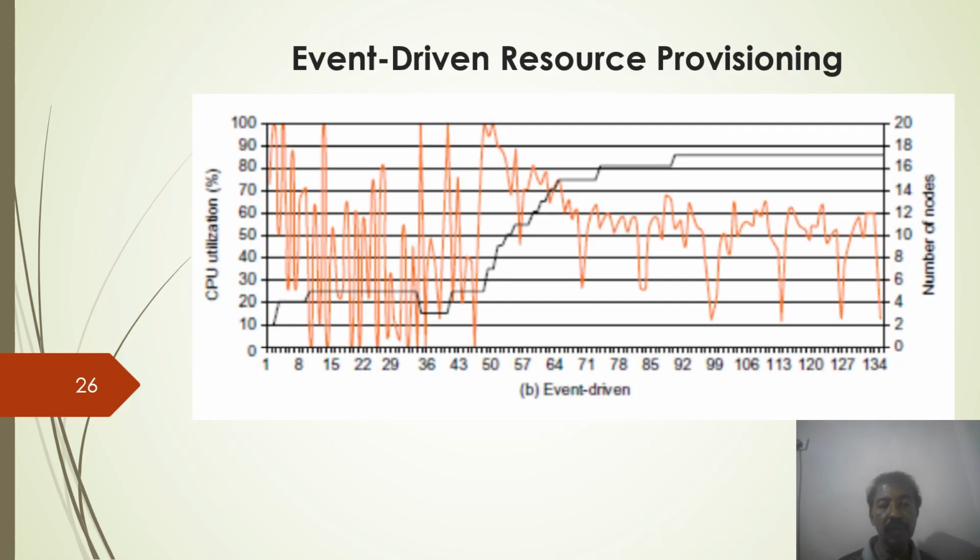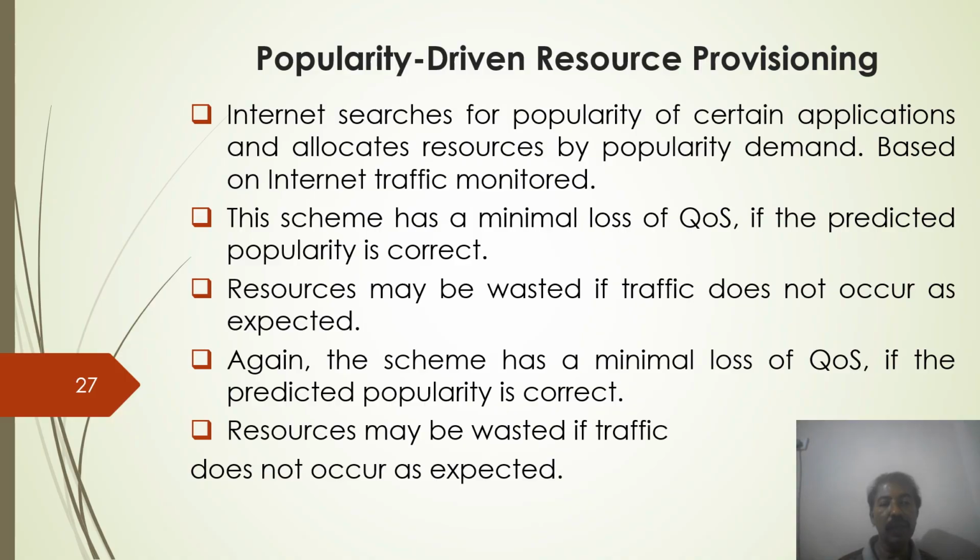That covers event-driven resource provisioning. Next, popularity-driven resource provisioning. In this, the Internet is searched for the popularity of certain applications, and resources are allocated by popularity demand based on Internet traffic.